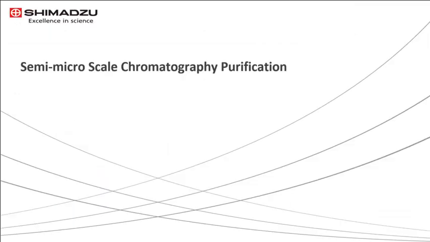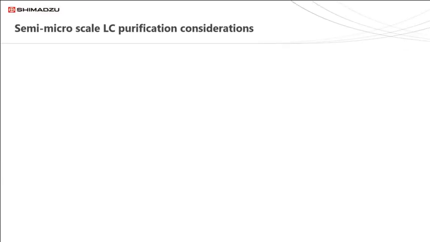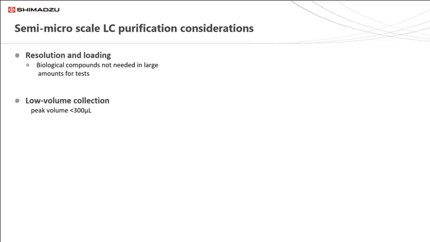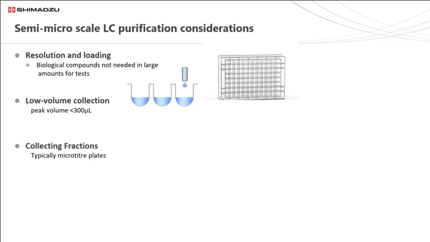And now to semi-micro scale purification. Semi-micro scale LC purification considerations. As we have just mentioned, these biological compounds are usually not required in large amounts. Low volume collection is typical and involves collection of tens to hundreds of microliters for the smallest peaks. This suits microplates because of their compact low volume, but small tubes or vials can also be used.